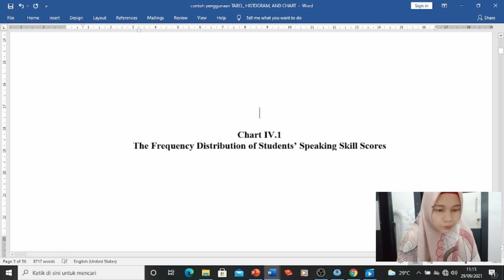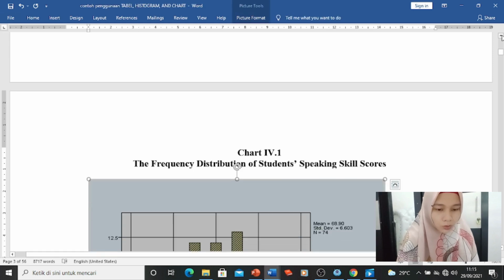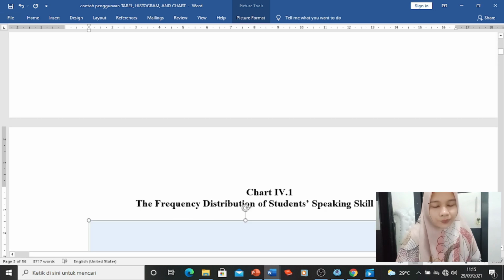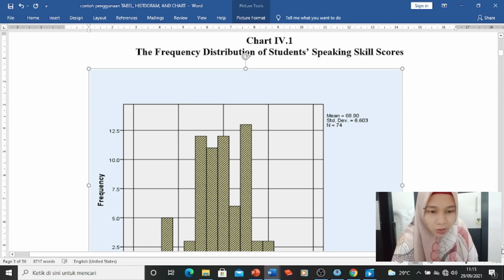Over here, this is the chart. Let me enter this first so that you may see a full view of this chart. Okay, this kind of chart. I'll zoom in.